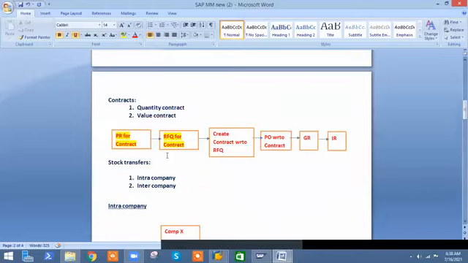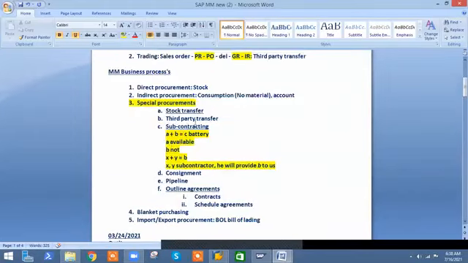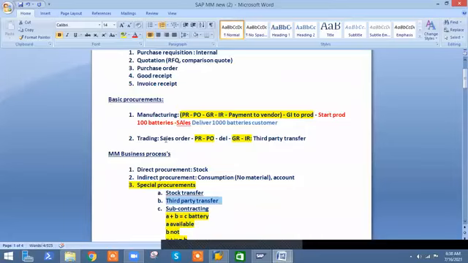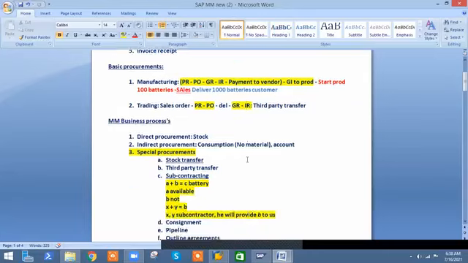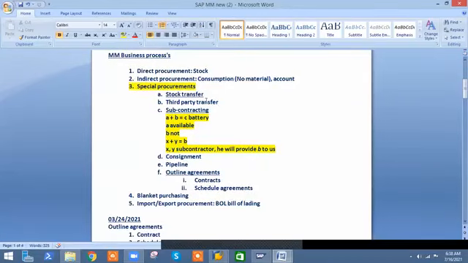After that, STOs, we have a third party transfer. Third party transfer itself is trading. Here we are going to have a sales order. That means we do not have any manufacturing, we do not have any kind of production taking place. Simply sales order, requisition, purchase order, outbound delivery, goods receipt, invoice receipt.